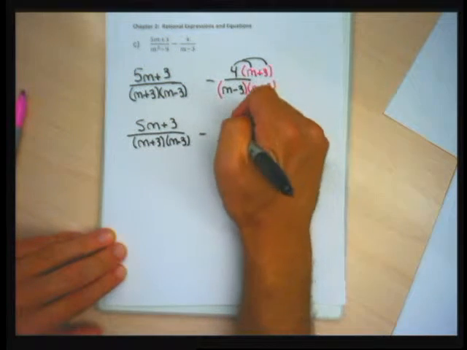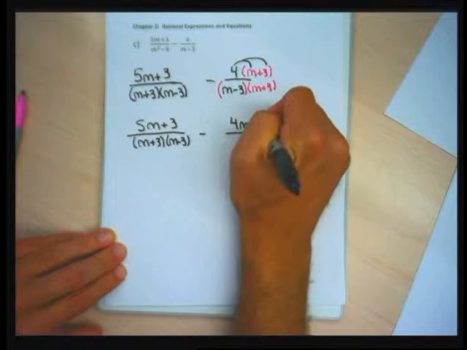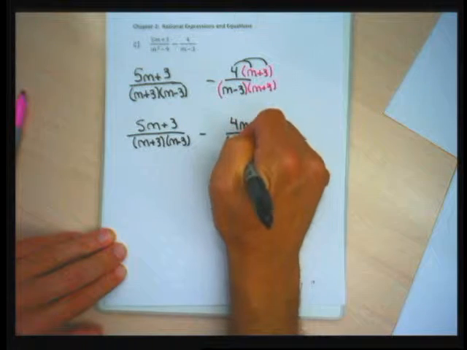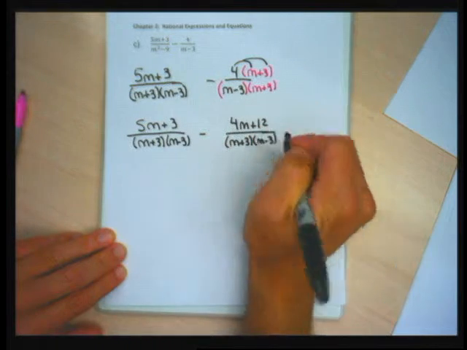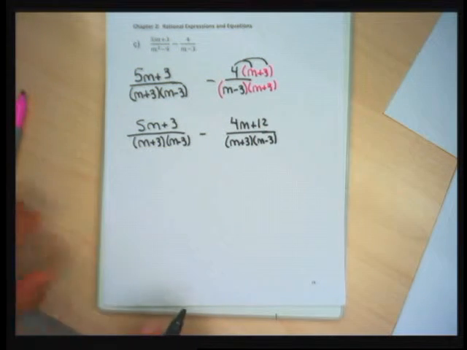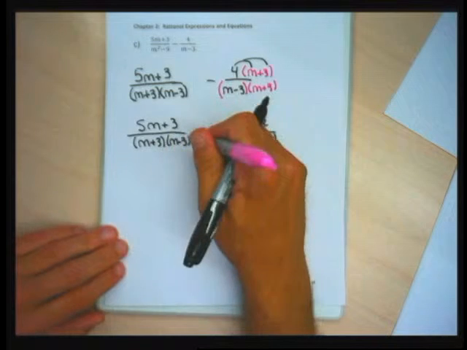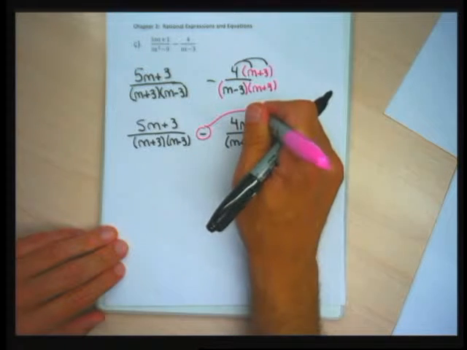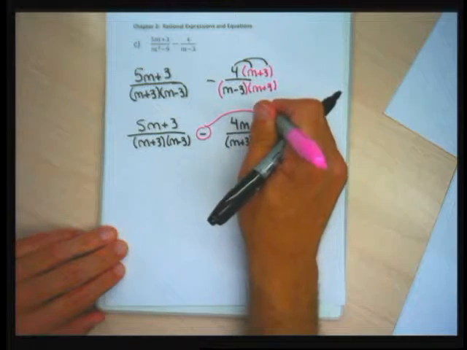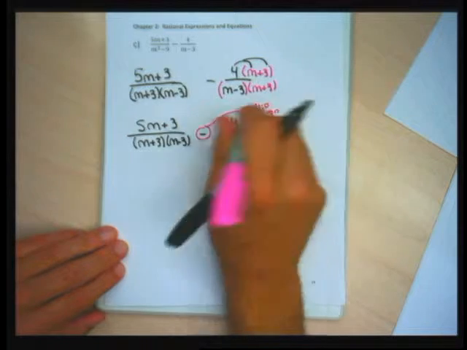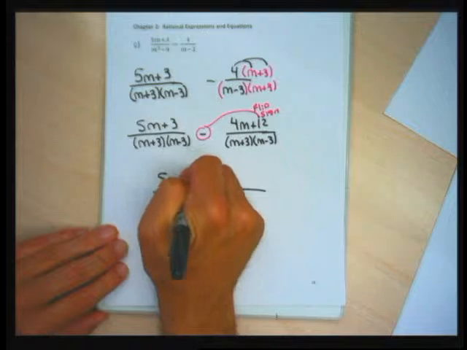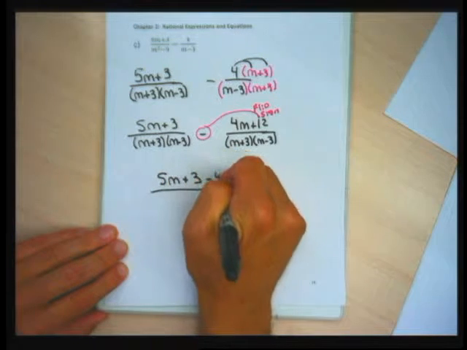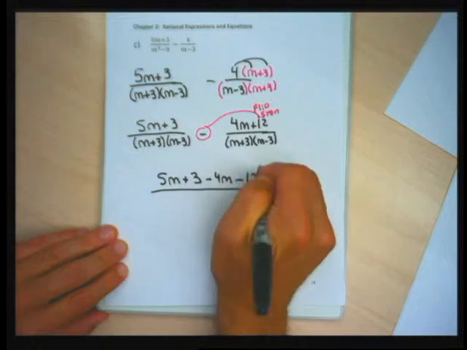I'll go 4 times m and 4 times 3. And I'm going to write the denominator in the same order. Those parentheses are interchangeable, so I'll shuffle them around. Now I'm going to make the two fractions into one, and I'm going to worry about this minus sign, and I'm going to change the sign. So when I make the two fractions into one, the minus sign's going to attach to the 4m, and it's going to flip the sign in front of the 12.